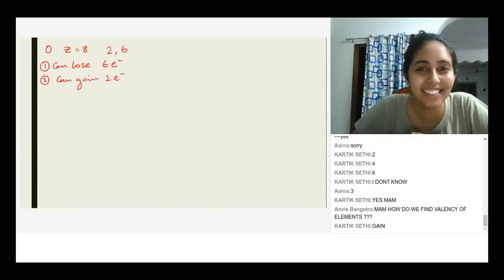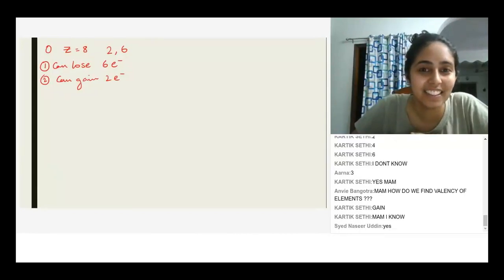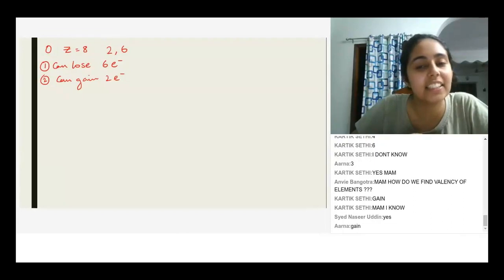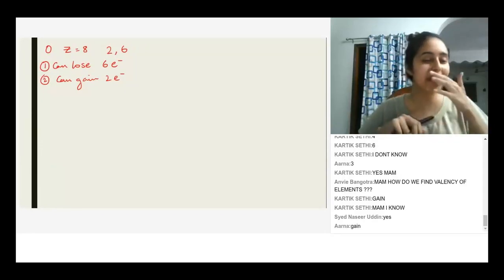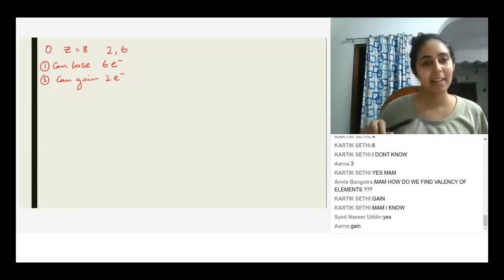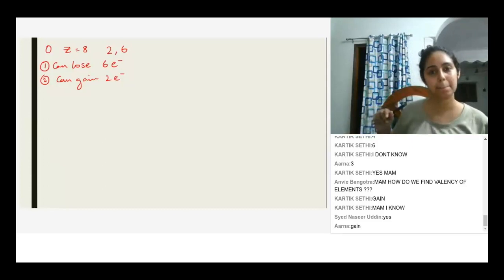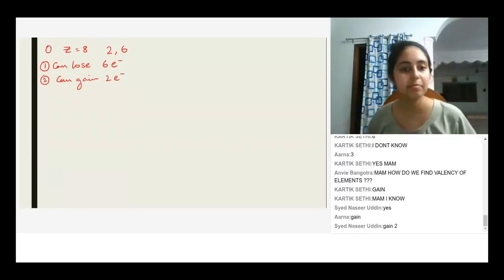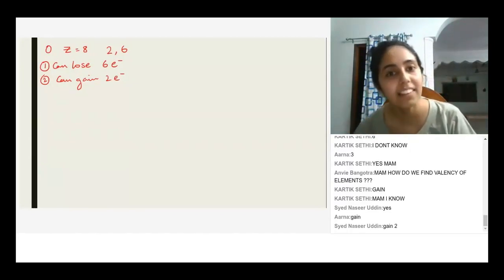Ma'am, but you could gain 2 electrons. Yeah, which one is easier? Is it easier to lose 6 or easier to gain 2? Easier to gain 2. Yes, it's easier to gain 2. Ma'am, but then it will become 8 no more. Huh, that's what we want.